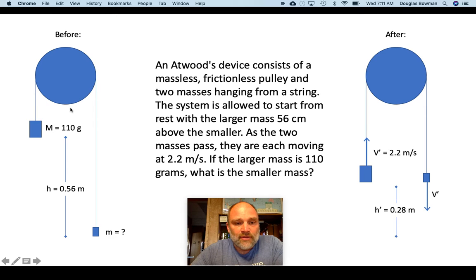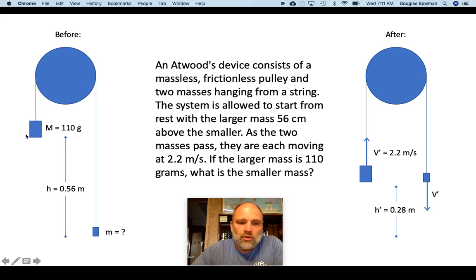We looked at this beginning piece, and we made the assumption that the large one goes all the way to the floor. But if you read the problem, it says they're going 2.2 meters per second as they pass. That means here in the middle. So we have to define this 0 point. We define the floor as 0. Then in the before picture, the mass is 56 centimeters above the floor. In the after picture, they're both 28 centimeters off of the floor.